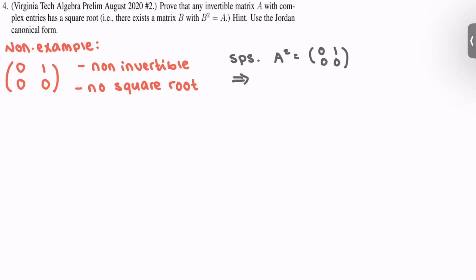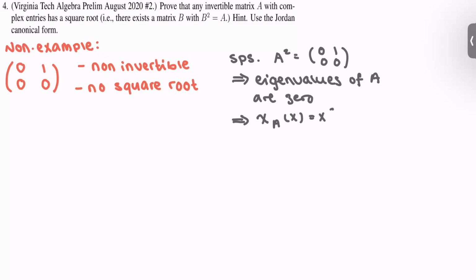Well, this means that the eigenvalues of A are 0. So what this means is that the characteristic polynomial of A is equal to x squared. Well, by Cayley-Hamilton, then A squared is equal to 0, and that's a contradiction. So we really do need this invertibility condition, and we should look out for it when we're doing the proof of this problem. So let's get started.